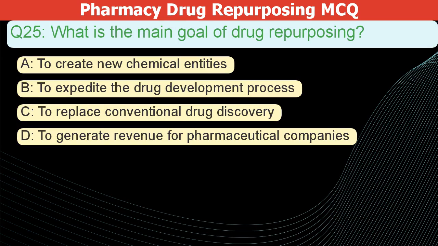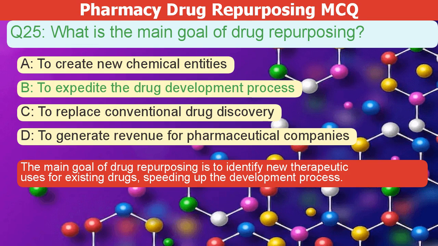What is the main goal of drug repurposing? A. To create new chemical entities. B. To expedite the drug development process. C. To replace conventional drug discovery. D. To generate revenue for pharmaceutical companies. The correct answer is B. The main goal of drug repurposing is to identify new therapeutic uses for existing drugs, speeding up the development process.